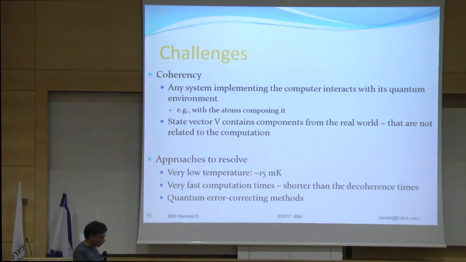Approaches to resolve: go to very low temperature. By the way, for physicists, this may seem a high temperature, 15 millikelvin, but keep in mind that this should be sustainable. This should be a working computer. So it's a very low temperature for something sustainable, and we have good refrigeration techniques today. Go to very fast computation time. The gate should be implemented very fast, much shorter than the decoherence time, and quantum error correcting methods, which is a huge field and a great and interesting field.